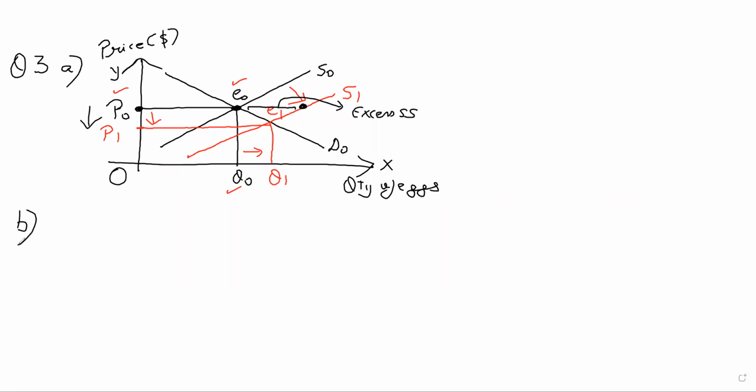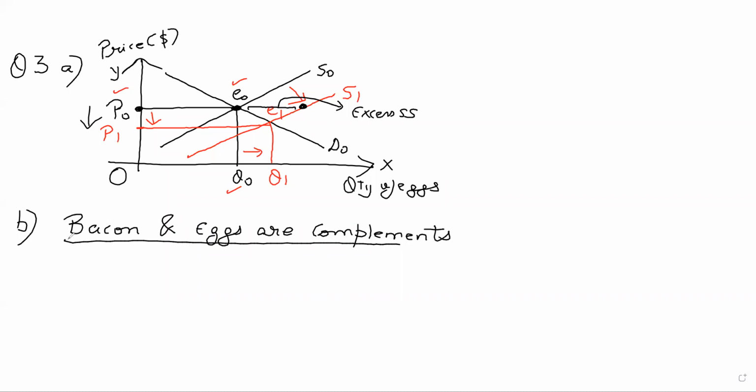Okay, question 3, part B. Price of bacon falls. Now guys, all of you should know that bacon and eggs are complements. They are consumed together. Obviously, in India, we don't have bacon, but if you go to the Western economies, bacon is a very popular dish there. So bacon and eggs are complements.